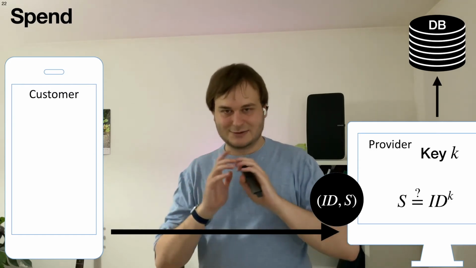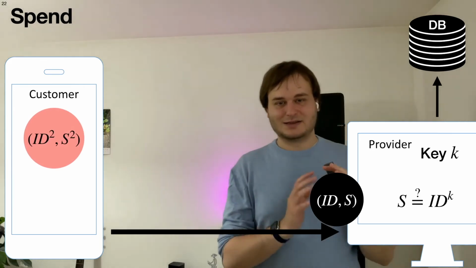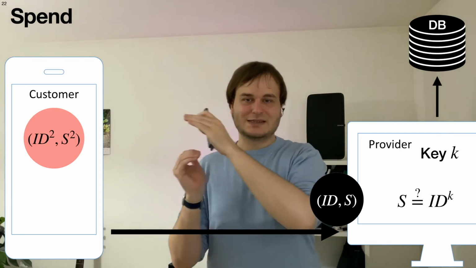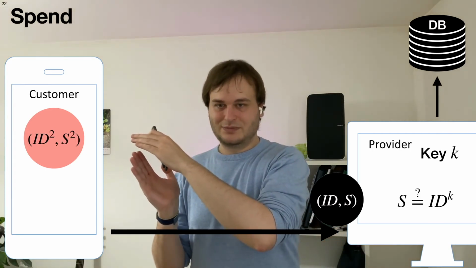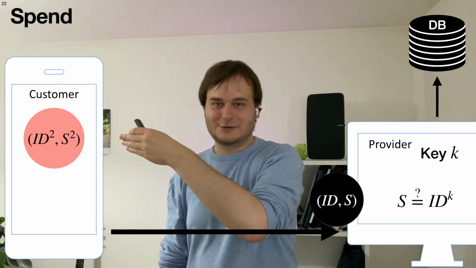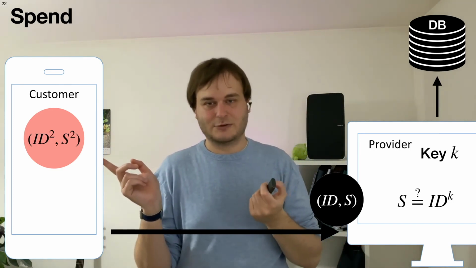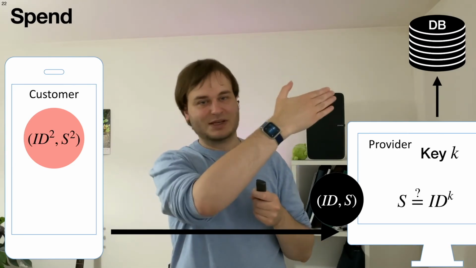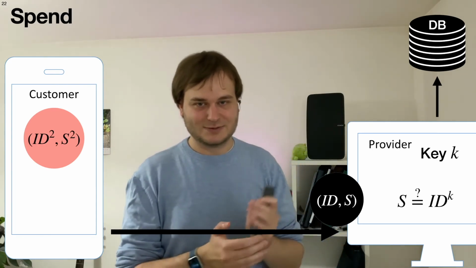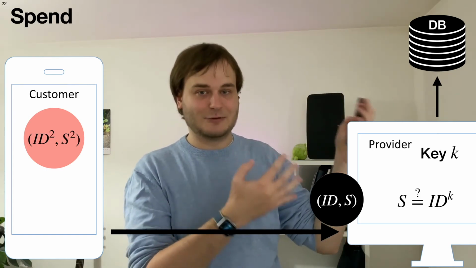Now the issue is this has one huge security gap, which is that the customer, if he ever had a coin like this, like ID and S, can just raise this coin to the power of 2, for example, and get a new valid coin. So if he sends this ID squared, S squared to the provider, the provider would see a new ID that he hasn't seen before, which is ID squared. So the database says this is a new coin, cool. And then he checks this equation, but this equation also holds because we just raised both the left-hand side and the right-hand side to the power of 2.